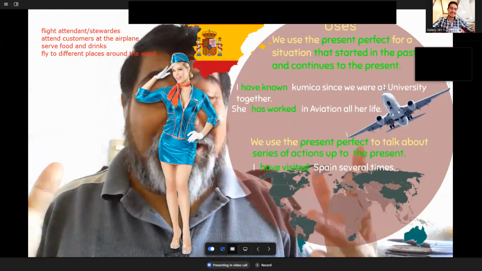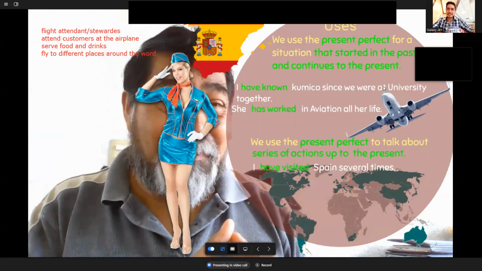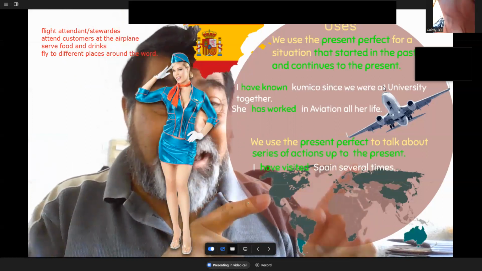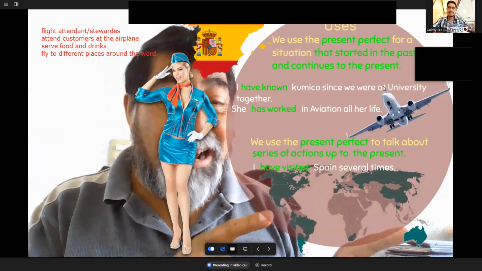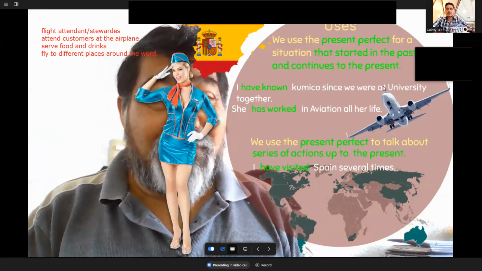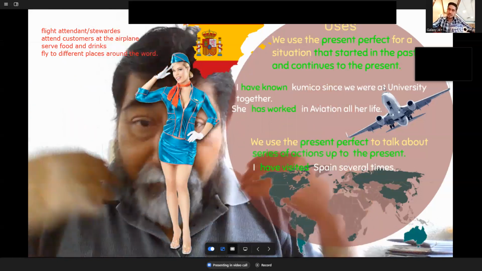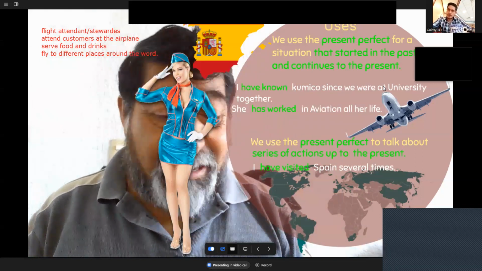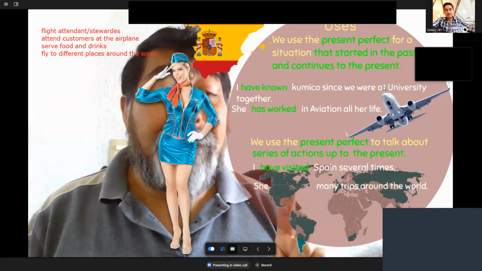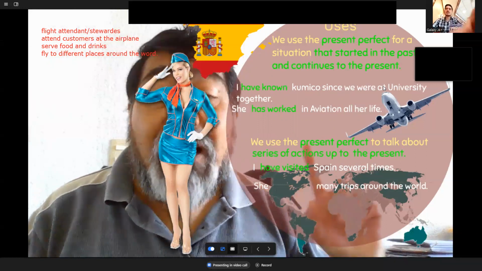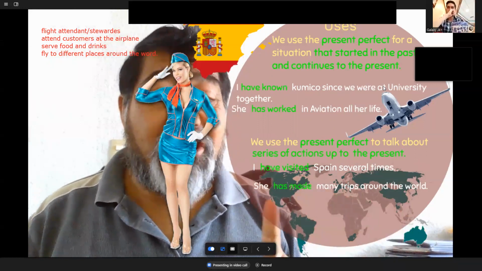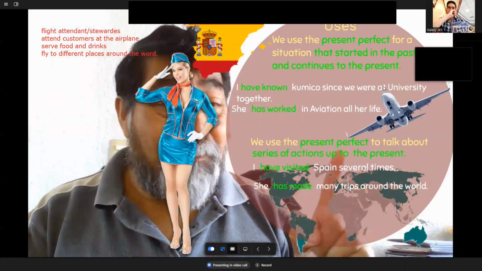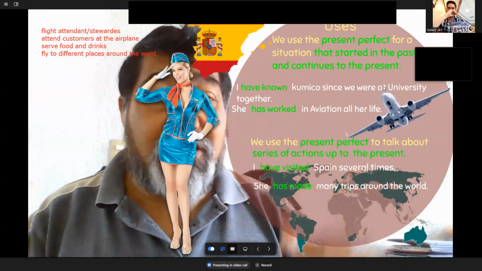Exactly, yes. And do you think these actions will be repeated? We continue visiting, for example, Alaska, Canada, United States, Russia, Middle East, Australia, Africa. Yes, she will continue visiting these countries many times, for many years. So you realize that we can say that Kumiko has made many trips around the world. These are series of actions that are repeated, yes, many times, one after another.